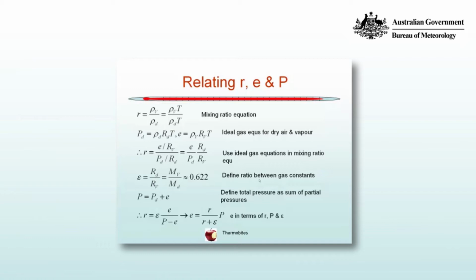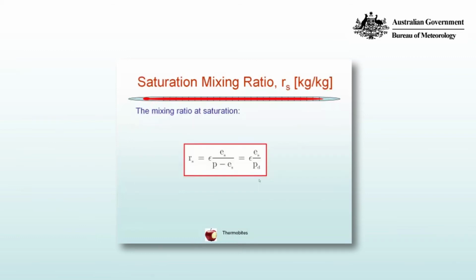You can then rearrange that equation and re-express that in terms of the vapour pressure. So E is equal to R on R plus epsilon, by P. And I'll leave that as an exercise for you to do to show that that's the case. We can also define a saturation mixing ratio, and it's written in the same way as we did for the mixing ratio. RS is equal to epsilon ES on P minus ES, and P minus ES is PD.